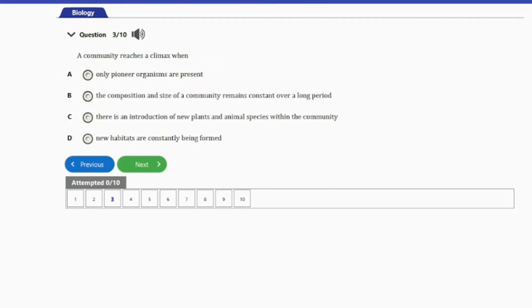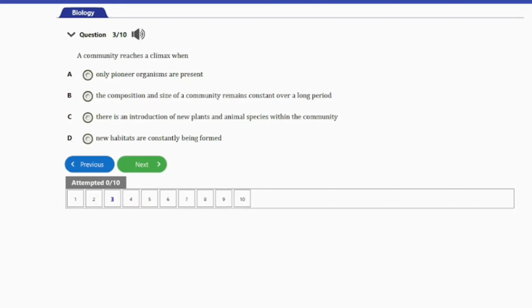That's question number 3 here. It says, a community reaches a climax when A. Only pioneer organisms are present. B. The composition and size of a community remains constant over a long period. C. There is an introduction of new plants and animal species within the community. And D. New habitats are constantly being formed. So guys, the answer to this question is option B here. A community reaches climax when the composition and size of a community remains constant over a long period. So that's it for that question.